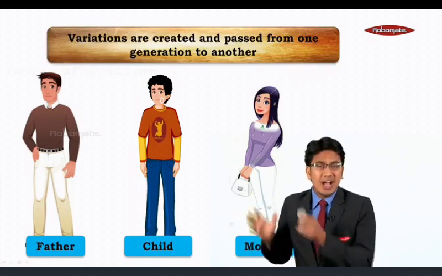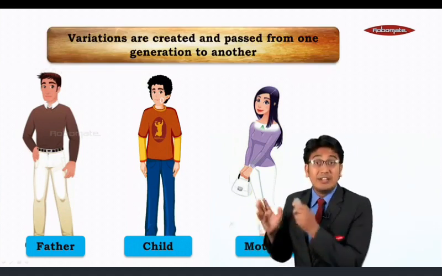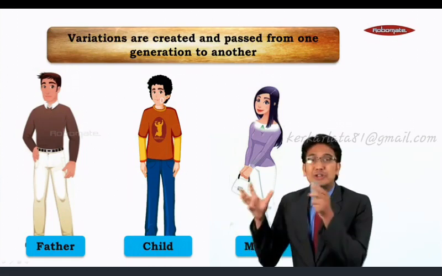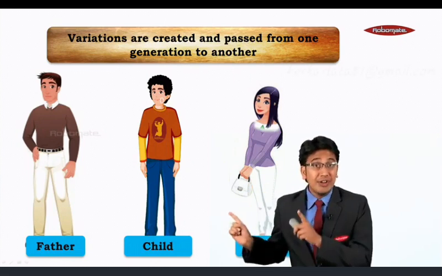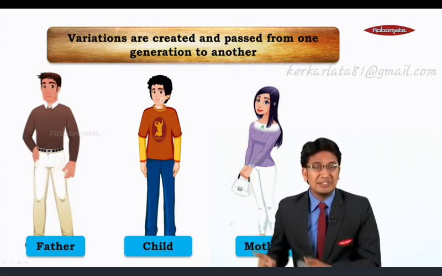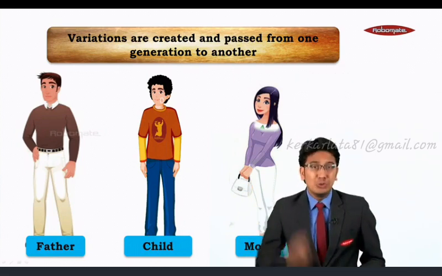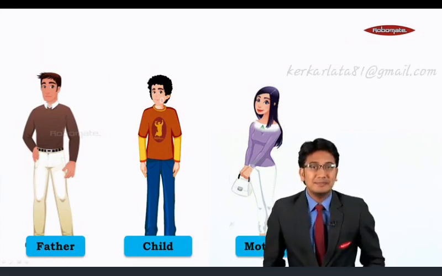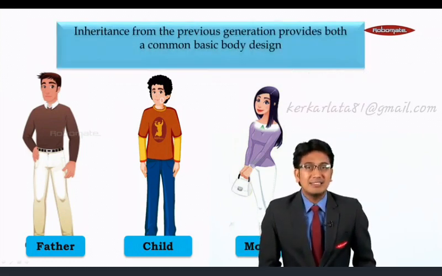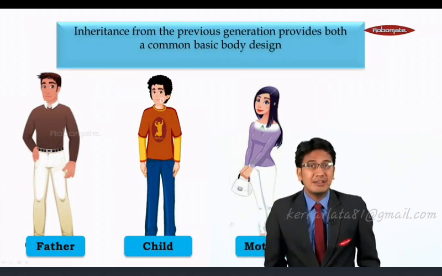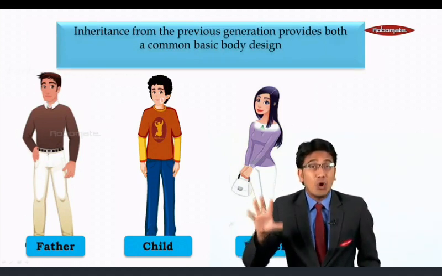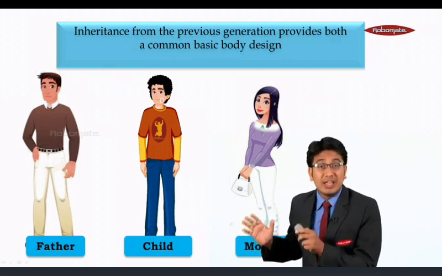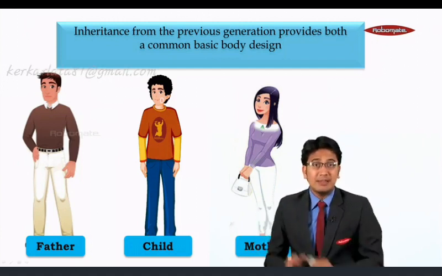So we can say a variation is created, a difference is created, and it is passed from one generation to the another. The first generation passed the characters from themselves to the next generation. Father and mother passed the character to their child. Inheritance from the previous generation provides a basic common body design. When these two individuals reproduced, they gave birth to a human baby.